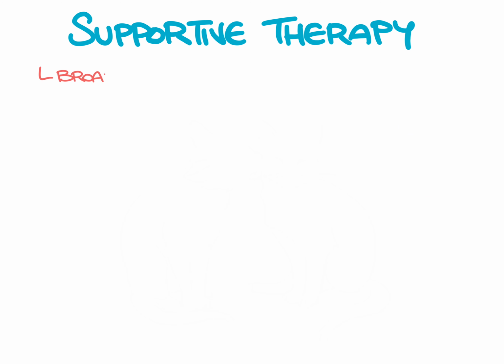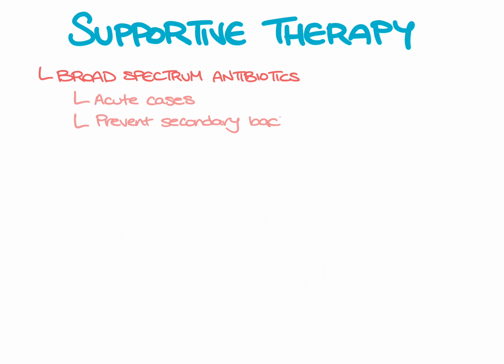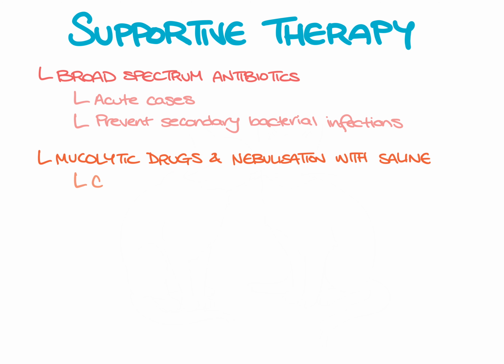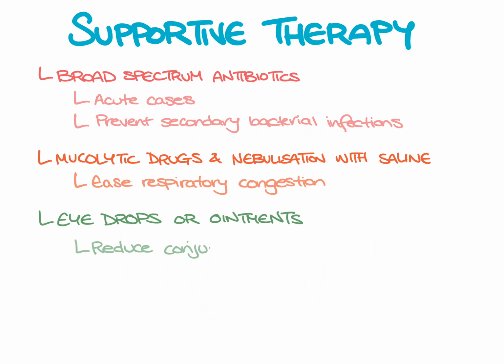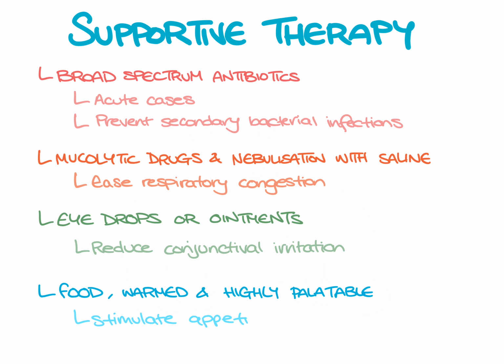FVR is typically managed with supportive therapy. Broad-spectrum antibiotics are indicated in acute cases to prevent secondary bacterial infections. Mucolytic drugs and nebulization with saline can help ease respiratory congestion, and eye drops or ointments can help reduce conjunctival irritation. Since olfaction is impaired, food should be warmed up and highly palatable to stimulate appetite.